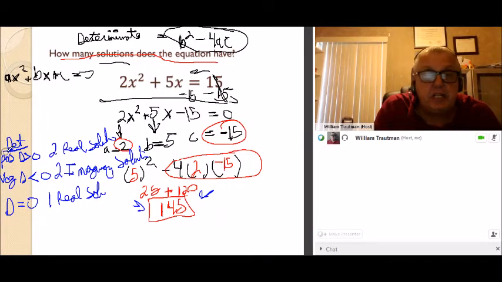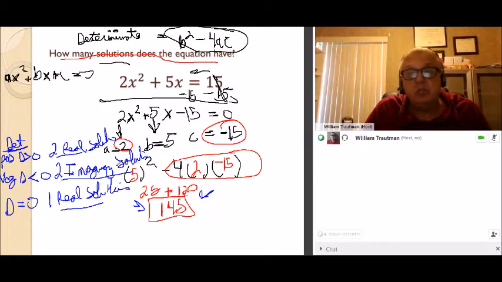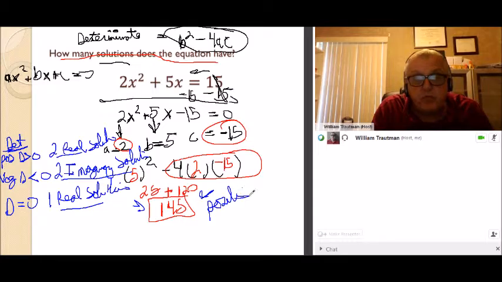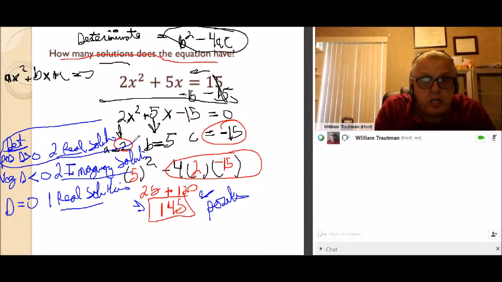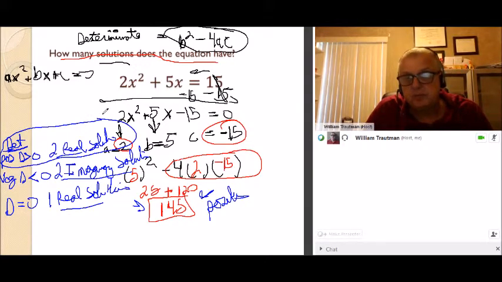So if the determinant is positive, you're going to have 2 real solutions. If the determinant is negative, you're going to have 2 imaginary solutions with i's. And if the determinant equals 0, you will have 1 real solution. So how many solutions does this equation have? Our determinant is a positive number. So we are going to have 2 real solutions for this problem.